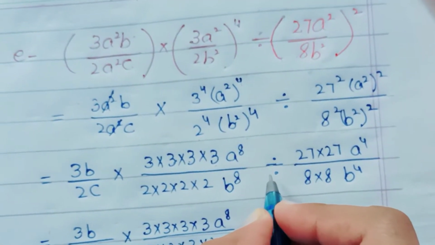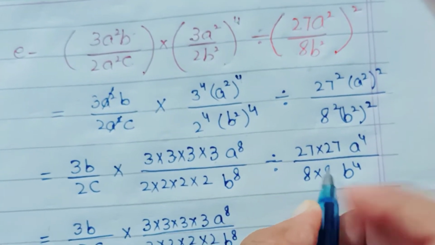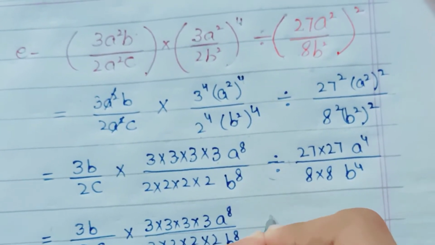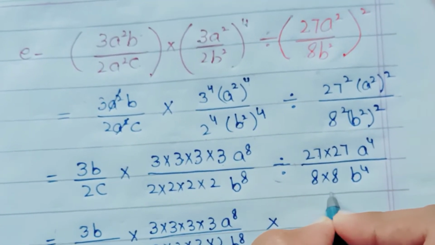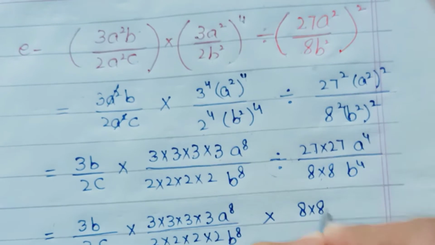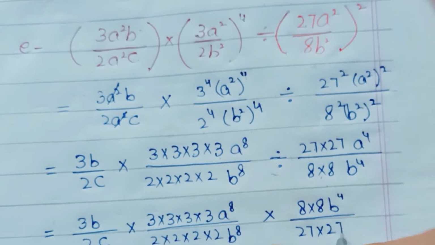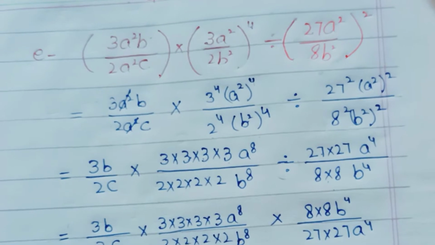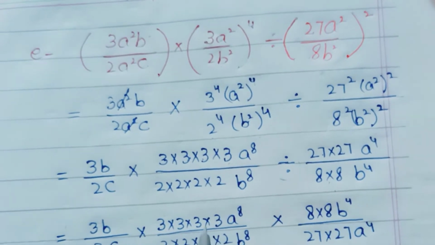Division is the inverse process of multiplication, so we will take its reciprocal. When we take reciprocal of our division sign, here we are going to convert our division sign into multiplication sign. Then our numerator will become denominator and denominator will become numerator. So 8 multiplied by 8, b⁴ over 27 multiplied by 27, a⁴. So 2 2s are 4, 4 2s are 8. When we multiply these 3 2s, then it becomes 8.